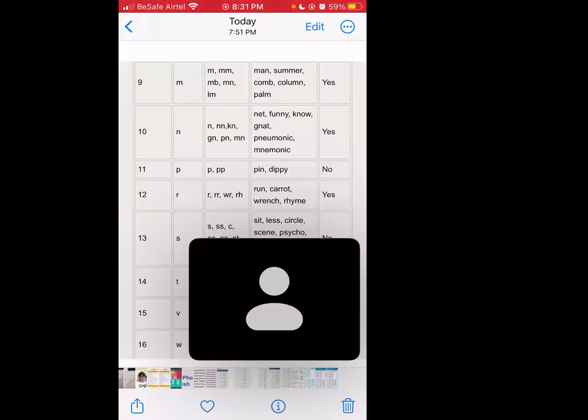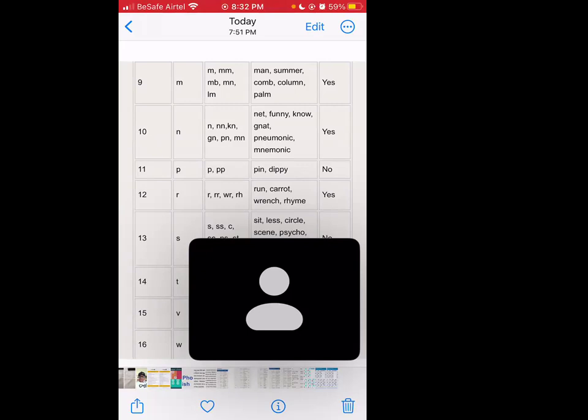So number 10 is another nasal sound, like number 9. Now this sound is gotten from words with letters N, K, G, N, P, N, and M, N. So you have words like net, funny, no, wow. The G is also silent, right? So yes, the number 10 sound is also a voiced sound.